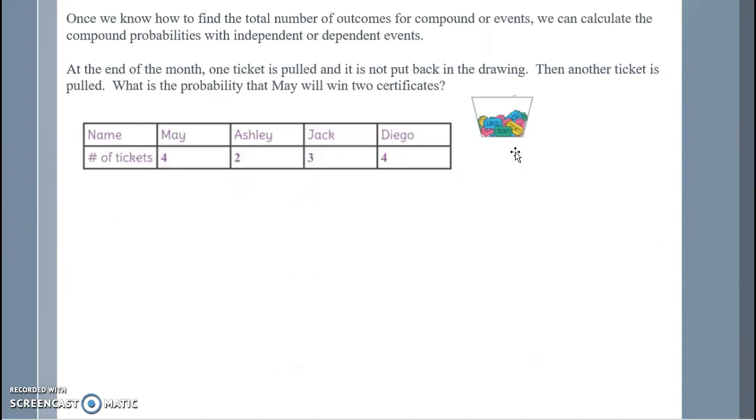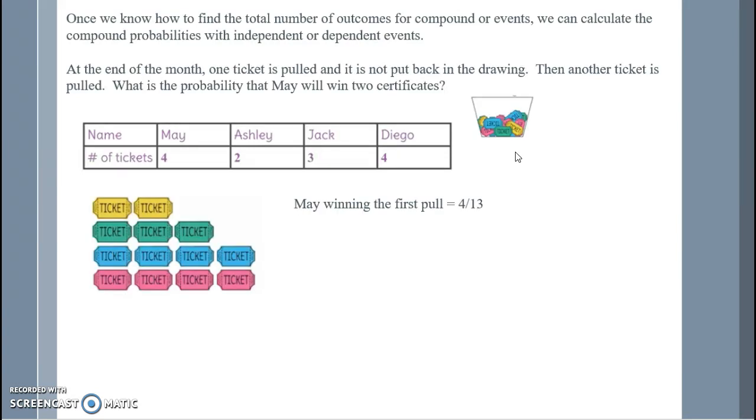At the end of the month, one ticket is pulled and it is not put back in the drawing. Then another ticket is pulled. What is the probability that May will win 2 certificates? So May has 4 tickets, Ashley has 2, Jack has 3, and Diego has 4. So May winning the first pull would be 4 out of 13.